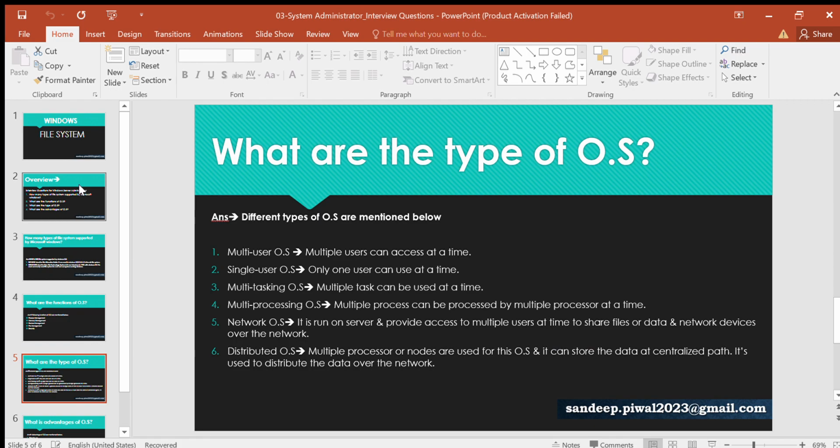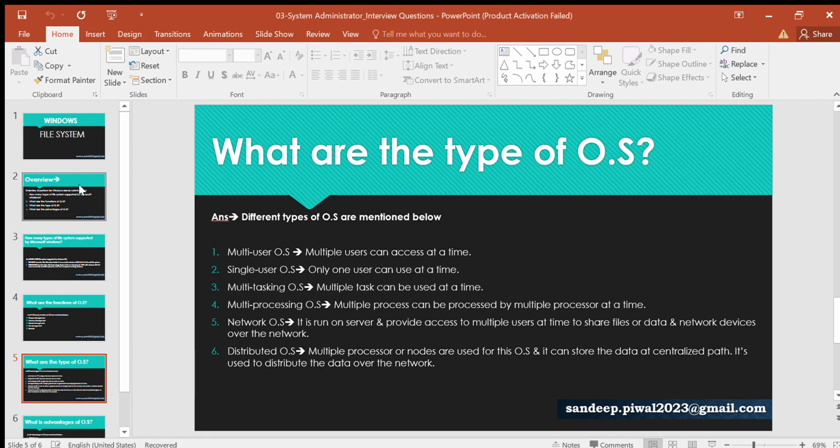Next question. What are the types of operating system? The different types are: multi-user operating system, single user operating system, multitasking operating system, multi-processing operating system, network operating system, and distributed operating system. The definitions are very simple, and I did not mention more here. You can easily understand from my statement the exact meaning of each operating system.